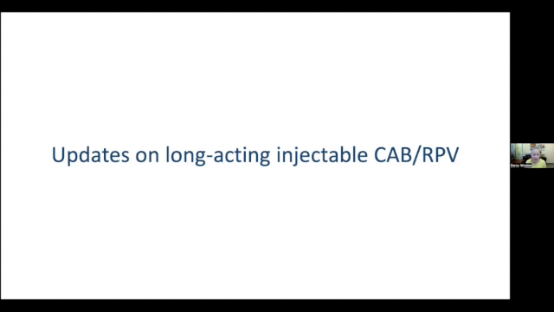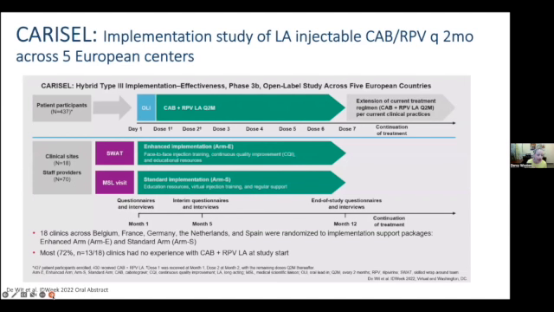The next segment is going to focus on my favorite abstracts related to long-acting injectable CAB rilpivirine. So the first study I wanted to highlight is the CAROUSEL study. I really like this study because it was an implementation study looking at rolling out long-acting injectable cabotegravir-rilpivirine given every 2 months across 5 different centers in Europe.